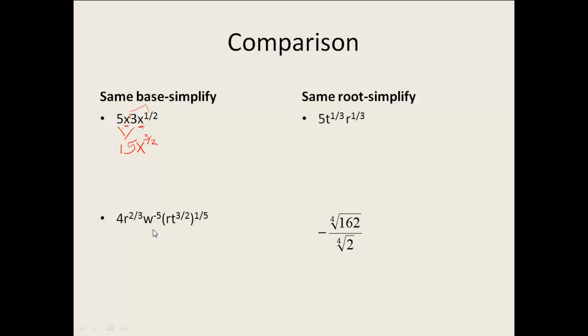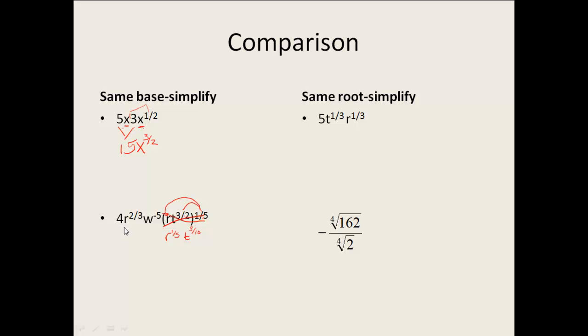Now down here on the bottom one, I've got a lot of different things going on. The first thing I need to do is get rid of these parentheses. So I'm going to distribute that 1/5 to everything inside here. So I'll have r to the 1/5. And now when I do a power of a power like that, I need to multiply my exponents. So I'm going to end up with t to the 3/10. Now I can start trying to combine things.